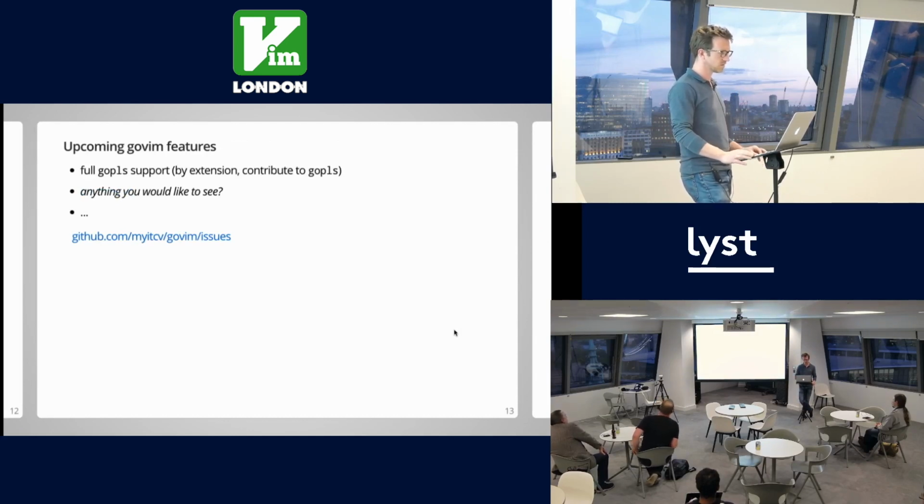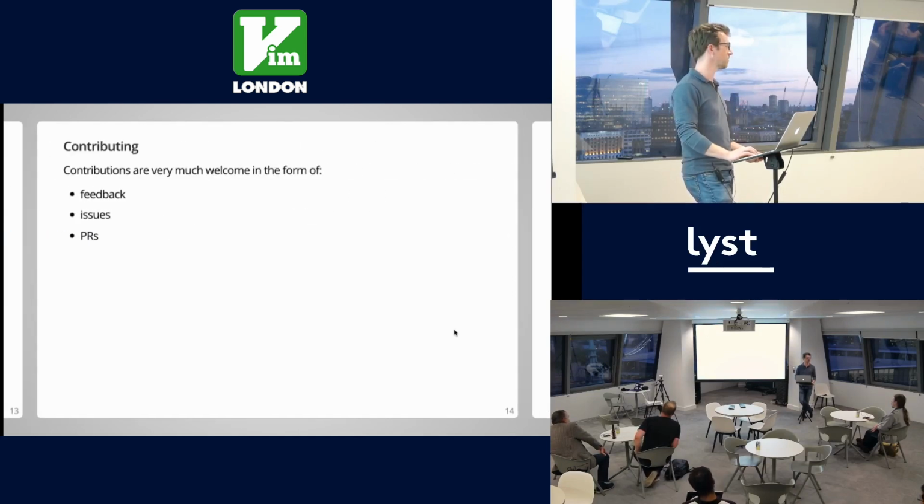So, upcoming features in govim: full gopls support. As stuff is added to the Go language server, it will just very easily be made available within govim, as it would within coc.nvim, for example, or any of the existing plugins that can already talk to a language server. If anybody is interested in giving govim a go, please do. I'd appreciate any feedback, issues, PRs, whatever it might be.